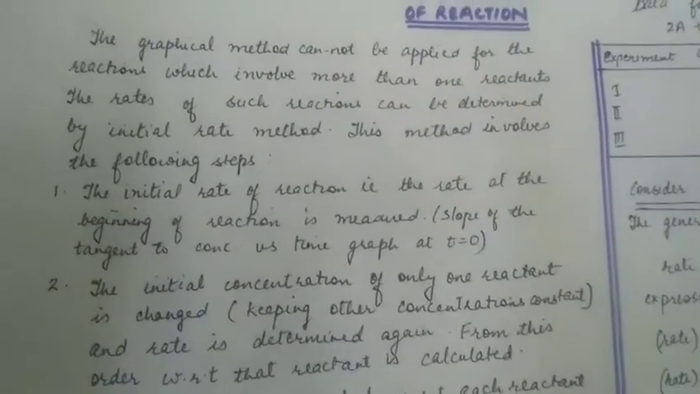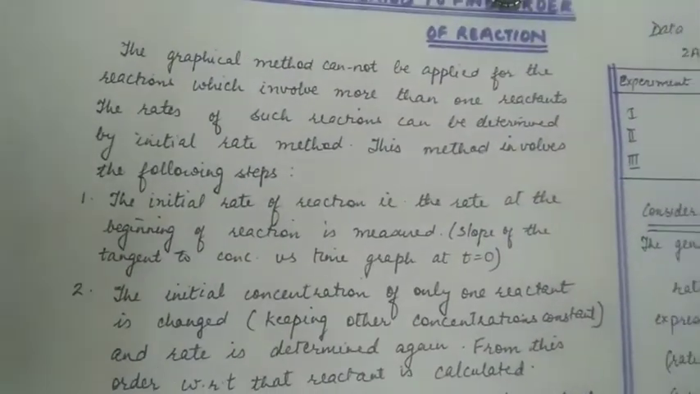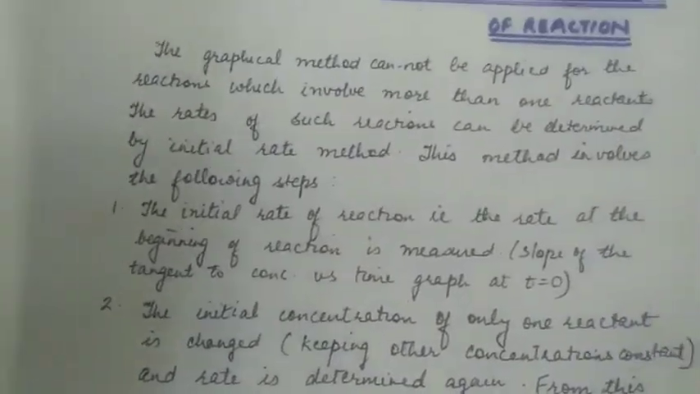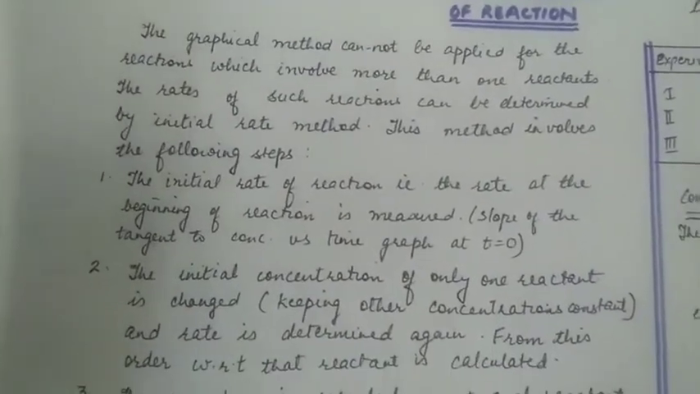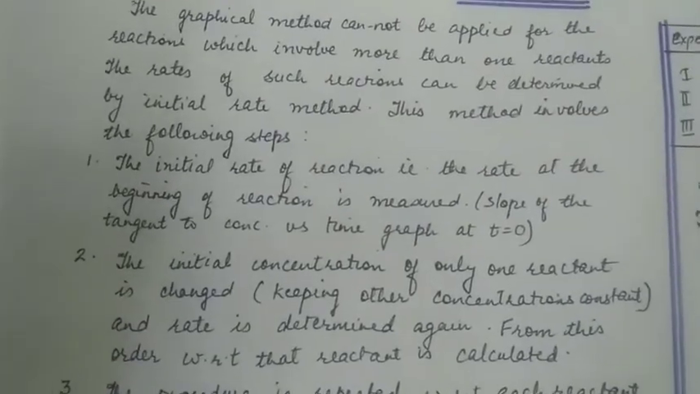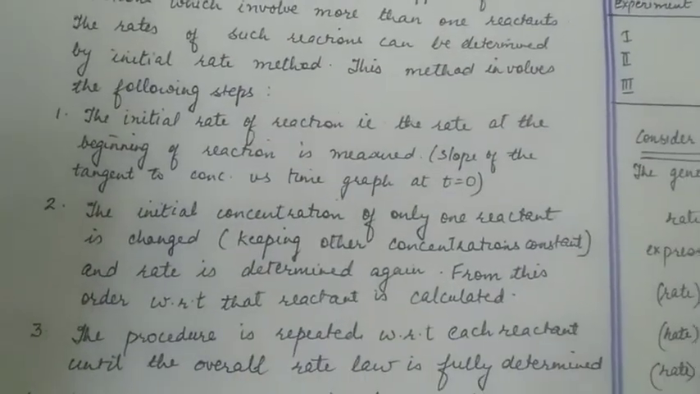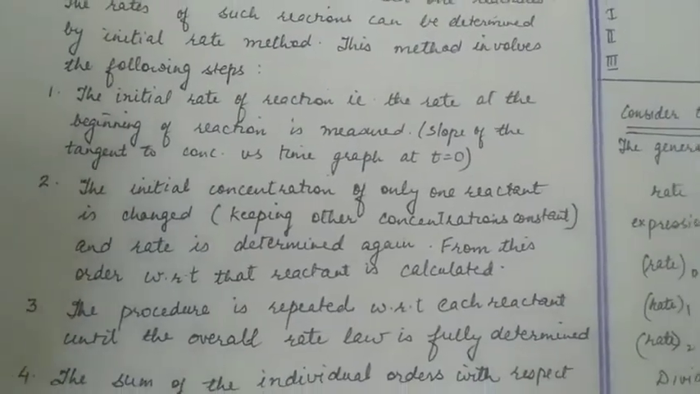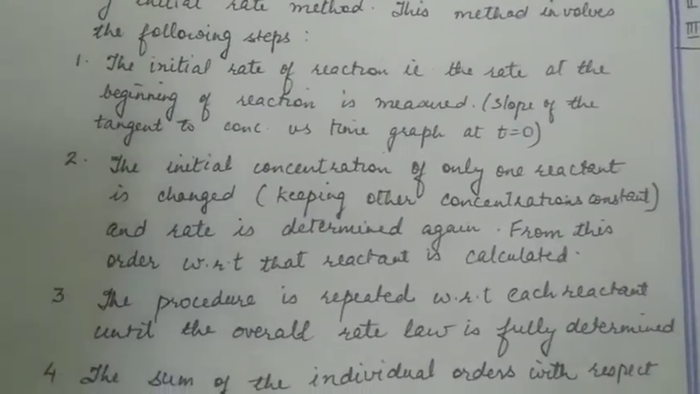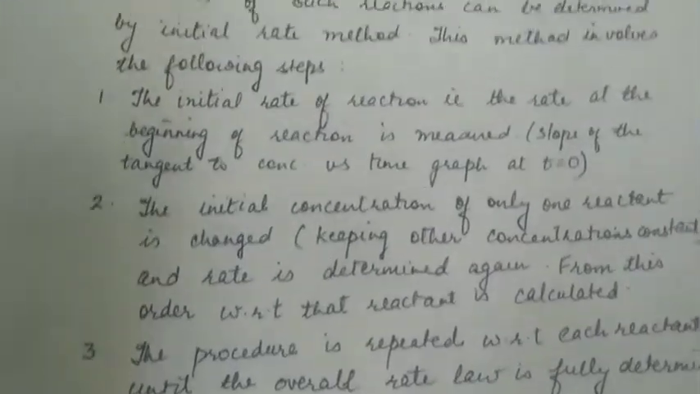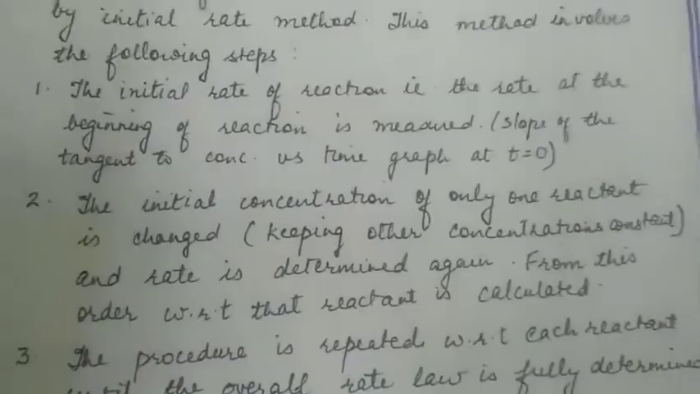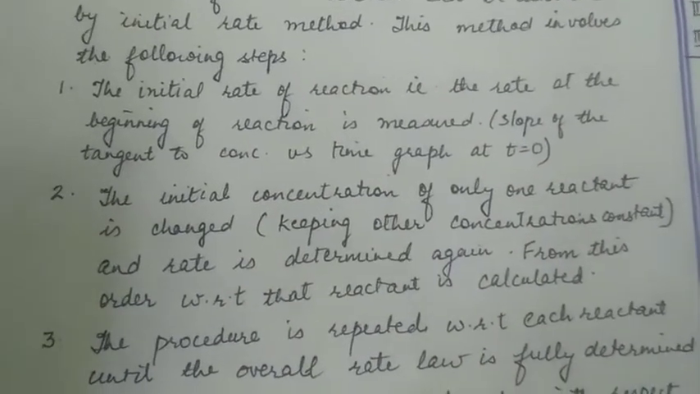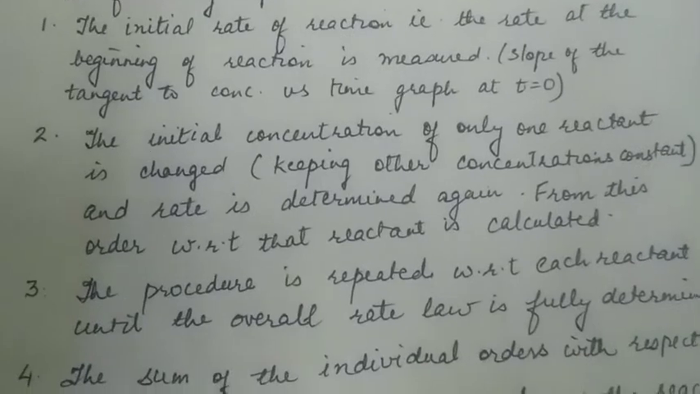This is used for reactions where there is more than one reactant, because graphical method could be used only for those reactions where there is only one type of reactant. So in this method, what we do is that we first determine the rate of the reaction at the initial stage, that is when time is 0. This rate we determine by finding the slope of the tangent to the concentration versus time graph.